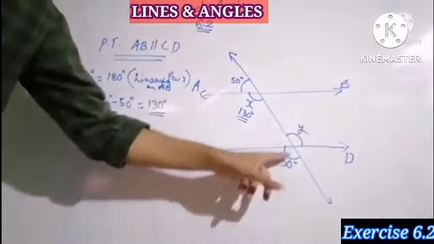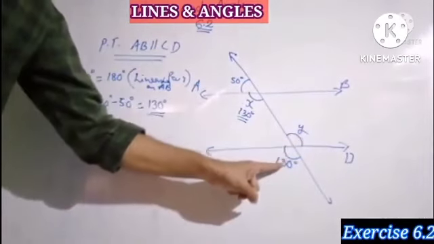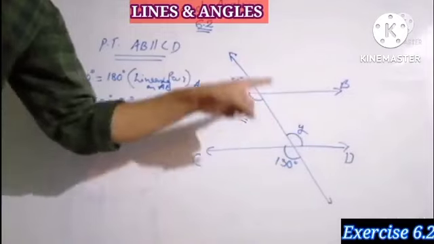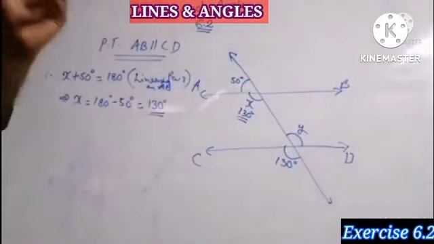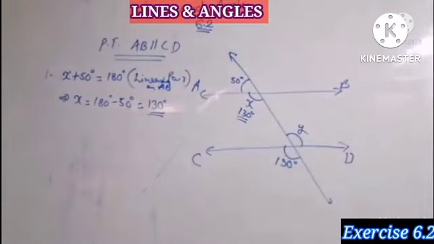On CD, what are these angles related? These are opposite angles, that means vertically opposite angles. When two lines intersect, two pairs of vertically opposite angles are formed. Angles in each pair are equal.